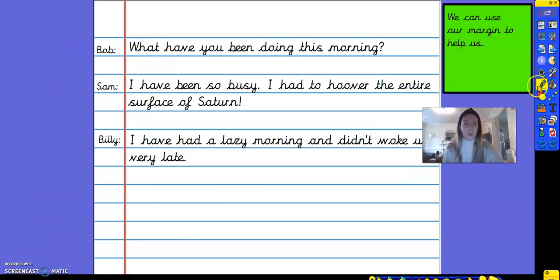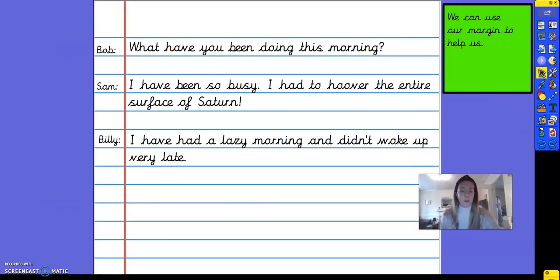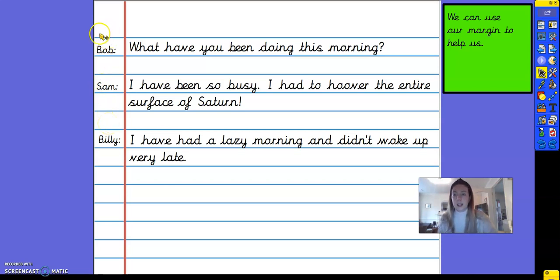So I'm going to share with you my example of a play script. So it says we can also use the margin to help us. So if your lined piece of paper has this margin here with this red line, it's really useful to put the characters' names that side of the margin so we can see clearly who the characters are and then what they're saying. So we can see, first of all, I've put Bob and I've got that colon. So this is showing me that this is what Bob is saying.